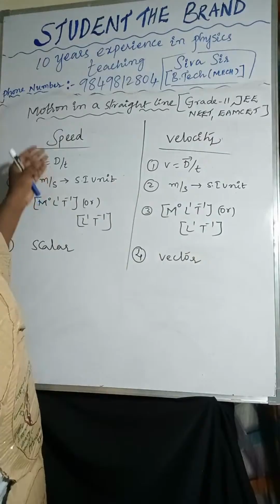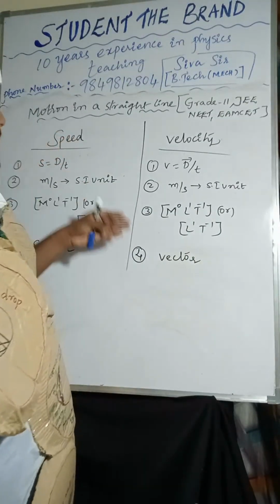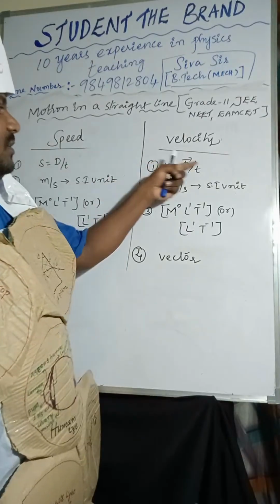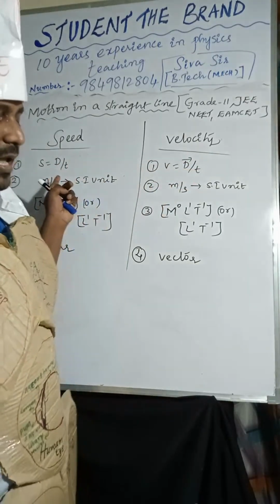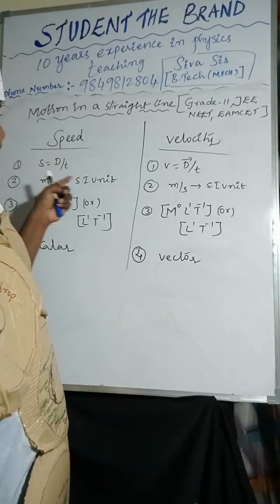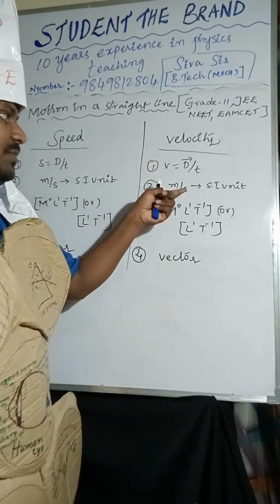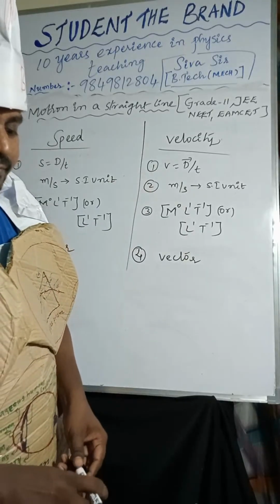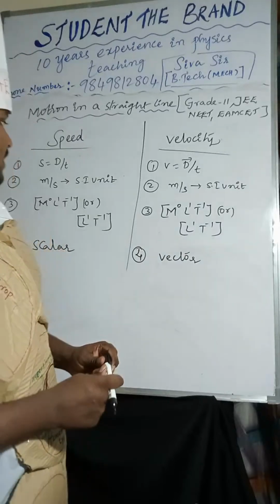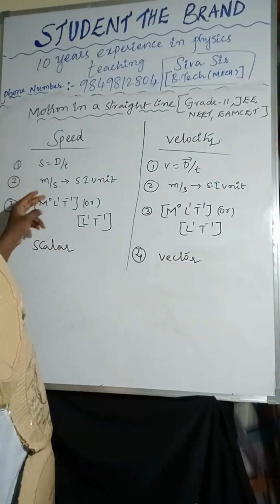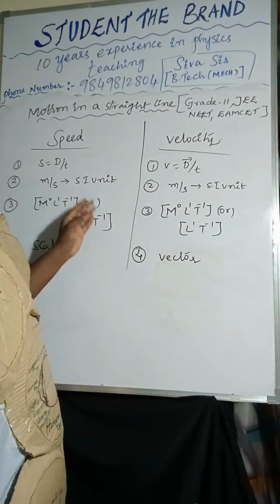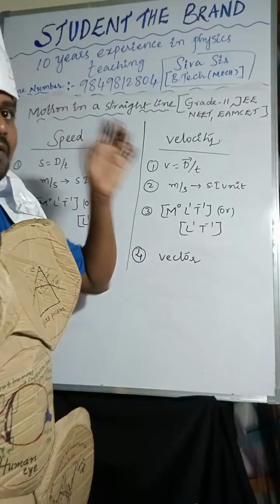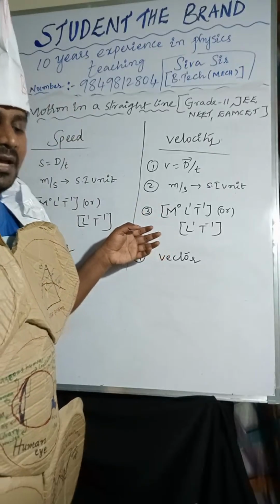Other than the straight line we can take a curve. Speed is equal to distance by time taken, velocity is equal to displacement by time taken. The SI unit of speed is meter per second, and of velocity also meter per second. Speed is M power 0, L power 1, T power minus 1, or L power 1, T power minus 1. Here also the same thing, but here we can observe one thing.